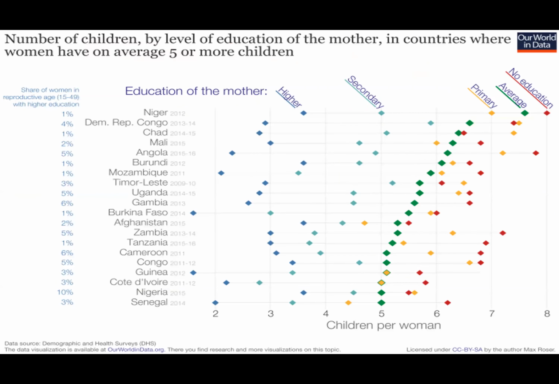This picture shows the number of children by level of education of the mothers in countries where women have an average of 5 or more children. We can see that among educated mothers the number of children is from 1 to 3, and this varies from higher secondary to primary, increasing from 7 to 8.